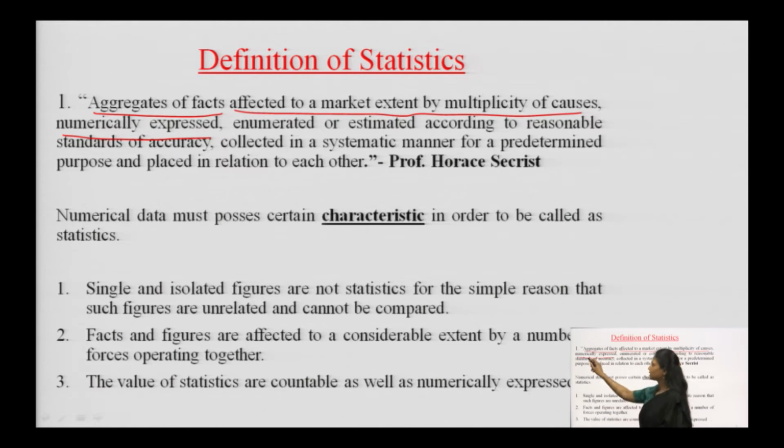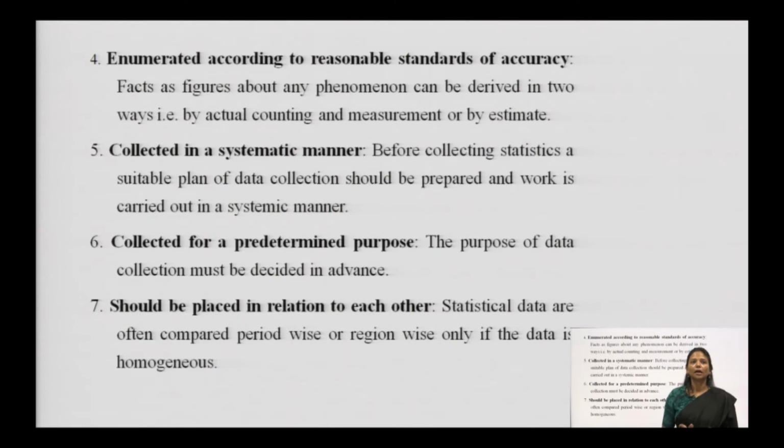Now, moving further, it is numerically expressed. The statistics is numerically expressed, which shows the values for statistics are comparable, are countable, as they are in numbers. Next is, it can be enumerated according to reasonable standards of accuracy. Facts and figures about any phenomena can be derived in two different ways. One is actual counting and one is measurement or estimation.